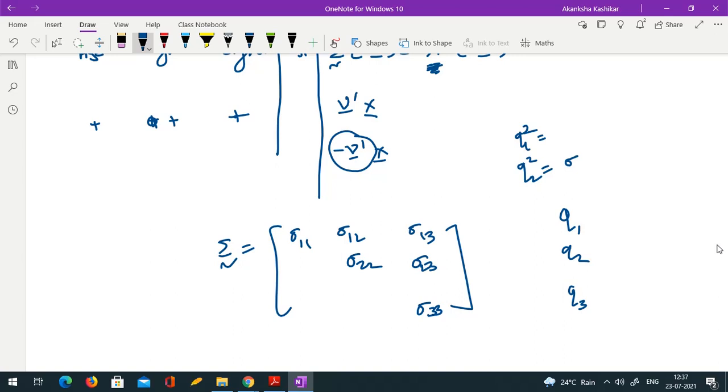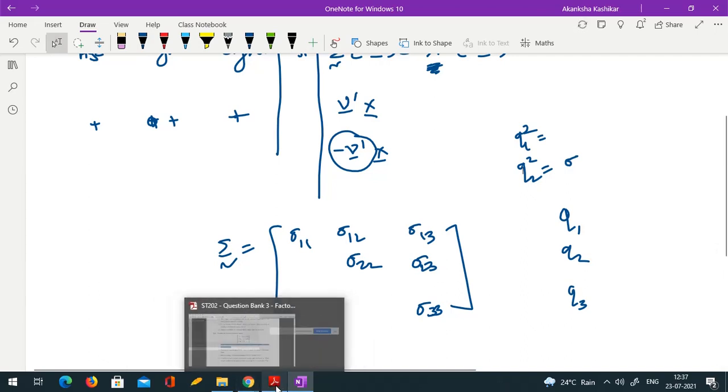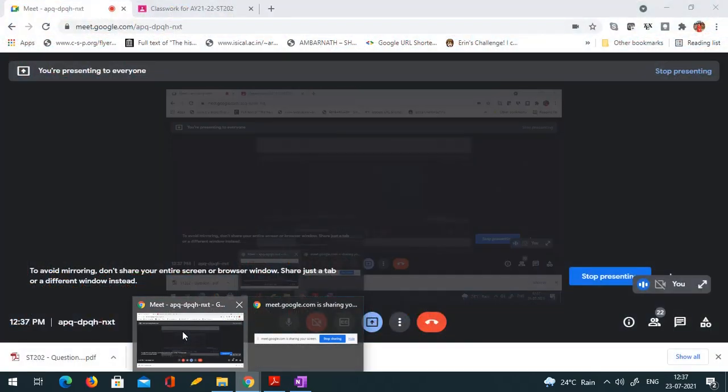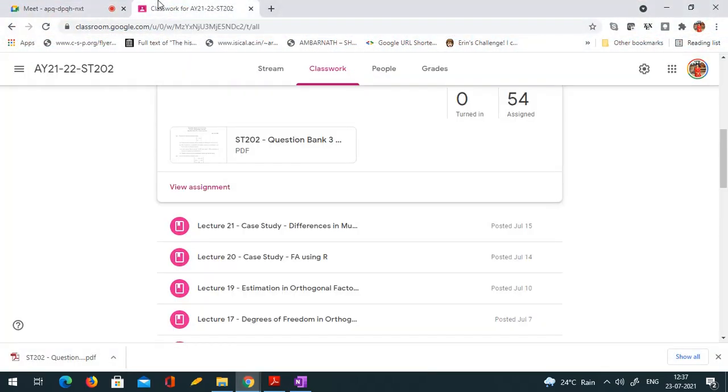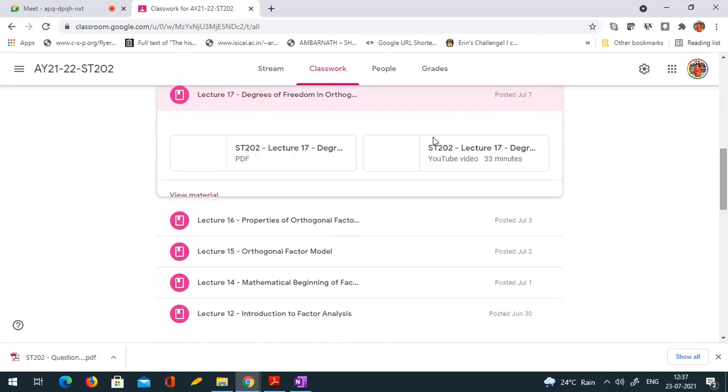Does this ring any bells at all? Yes, ma'am. Does anyone remember which lecture it was in, so I can download and show you? That should refresh your memory. It was in degrees of freedom. Lecture number 17. Okay, so let me try opening the PDF for that.